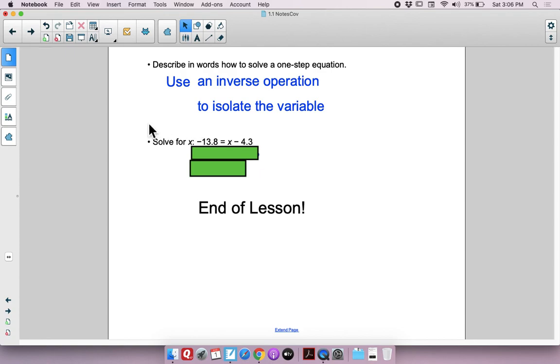Okay, and then go ahead and solve this one. Negative 13.8 equals x minus 4.3. Okay, we're back with you. Hopefully you added 4.3 to both sides. What are we going to do here? What's our answer going to be? What's our sum going to be? A negative, and then subtract the 4.3 from the 13.8. And you get negative 9.5.